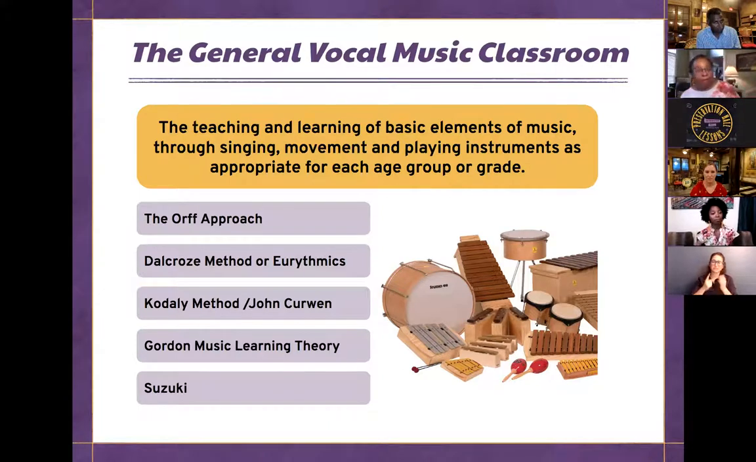Sometimes we adhere to one, but most of us use a combination of everything. But just so you know, the Orff approach is kind of an integrated arts approach, using drama and movement and singing and playing those xylophone type instruments that you see there in the picture. Dalcroze or Eurythmics is the only one that is mostly movement centric. It begins with introducing concepts strictly through movement.